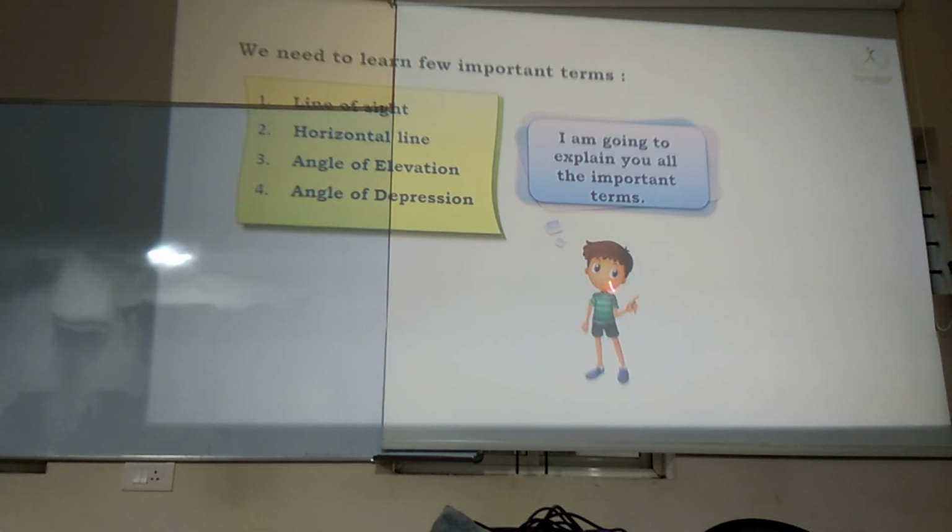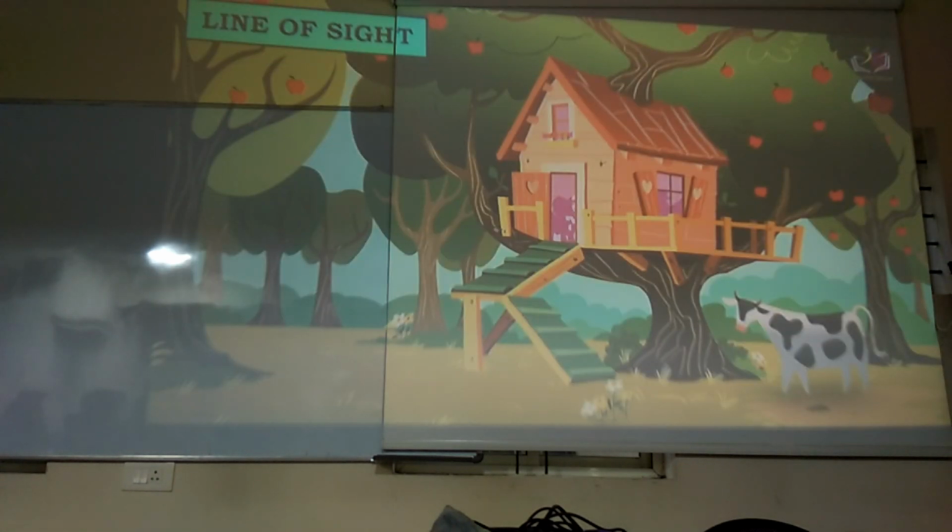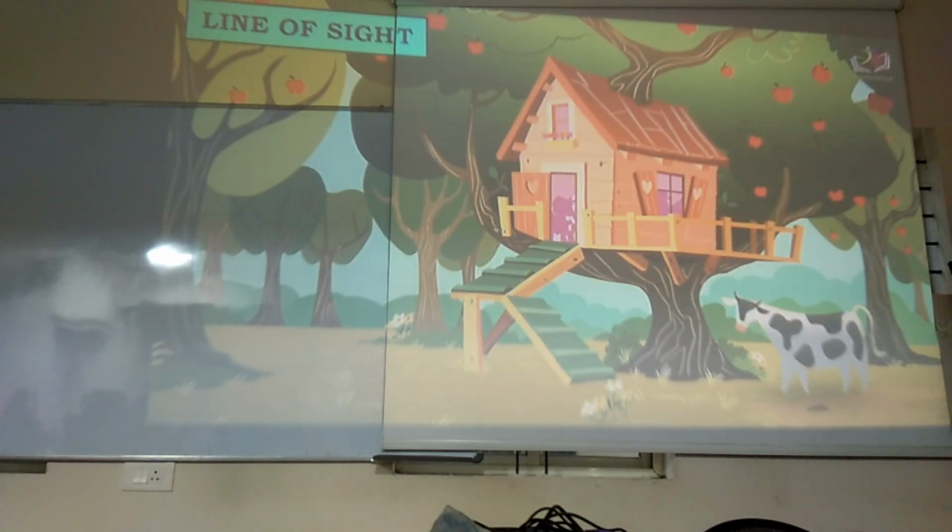Mouth where? It is closed only though. Okay. Line of sight is the first thing. Where did he go? He's nowhere seen. Now we will come see. He came. Okay. Now we will explain what is line of sight.